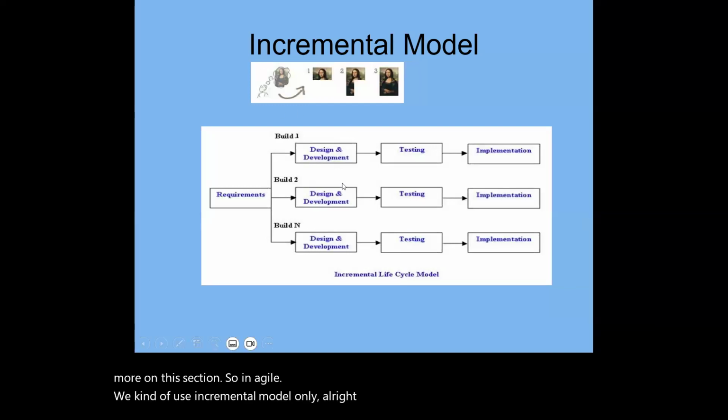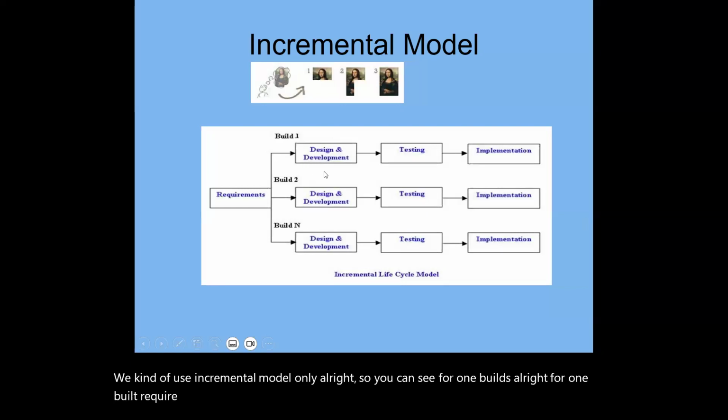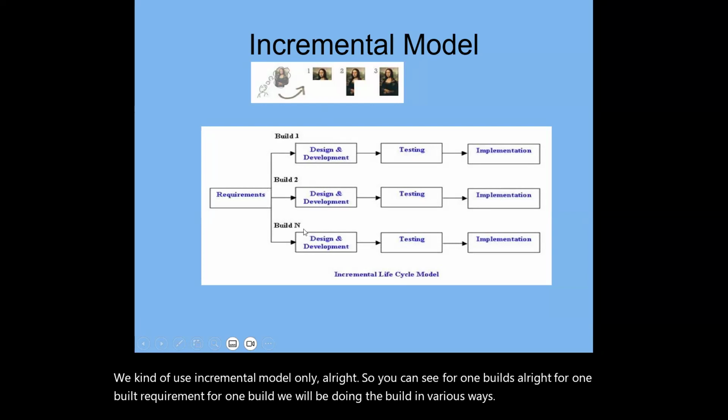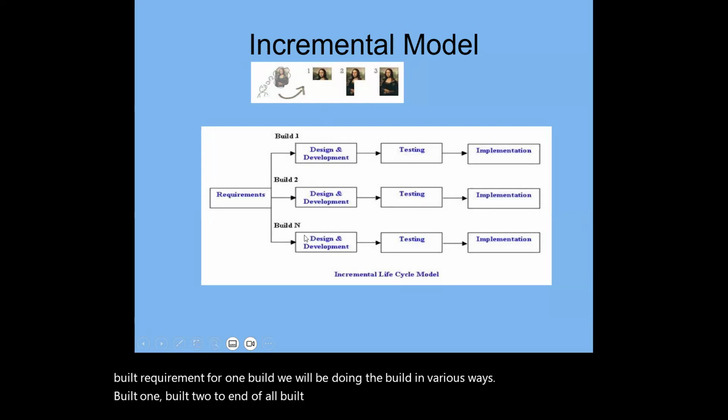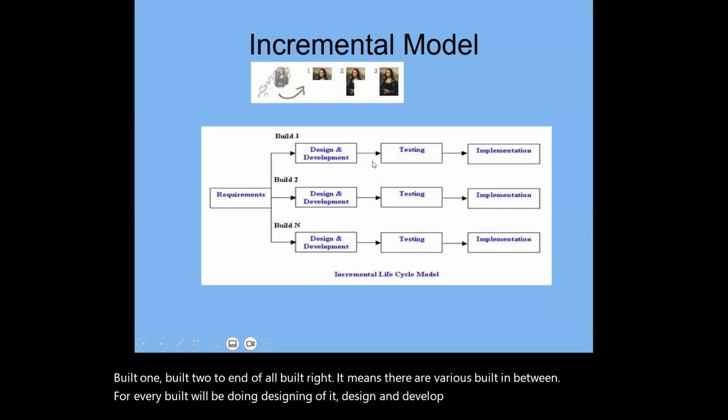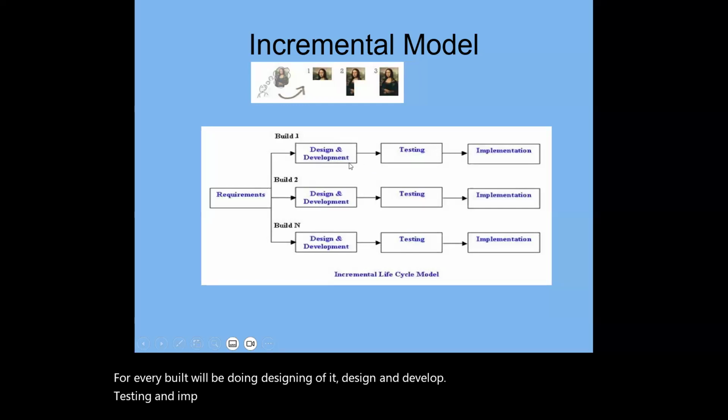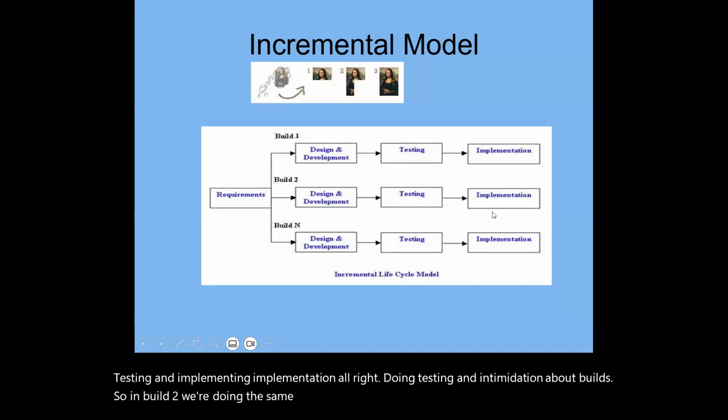So you can see for one build requirement, we will be doing the build in various ways. Build 1, build 2, to n number of builds, all right? It means there are various builds in between. For every build, we'll be doing design and development, testing and implementation of that particular build. So in build 2, we're doing the same thing, and that's it.